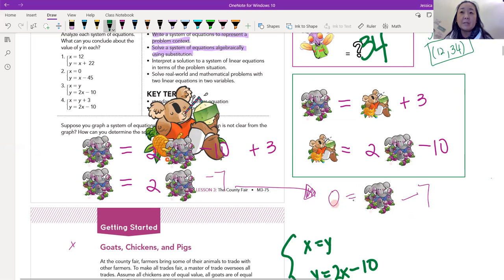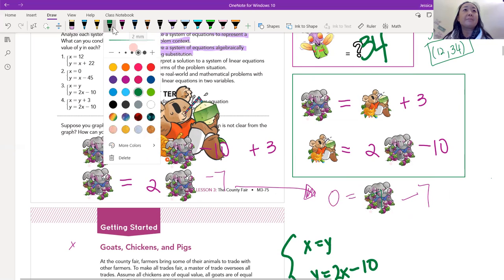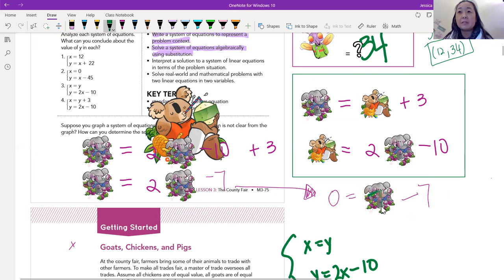So that's going to be 0 is equal to just elephant minus 7. Well, elephant minus 7 is 0. Then what is that elephant going to have to equal? What minus 7 is 0? Yeah, and that elephant would be 7. So there we wrote down the elephant is equal to 7.